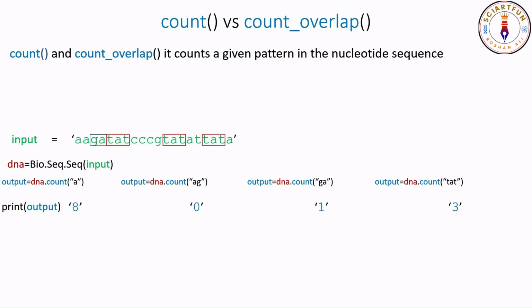Now let's try count_overlap. This does the same thing as the above command did. That is, it counts the specific pattern in a given sequence. The only difference is that it also counts overlapping patterns. But the previous command cannot count overlapping patterns.